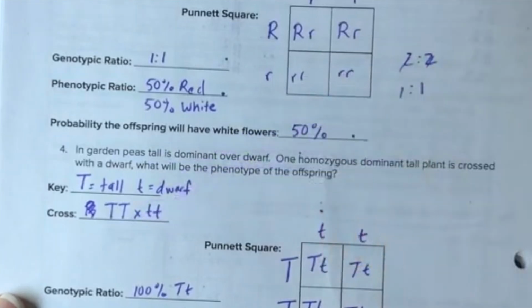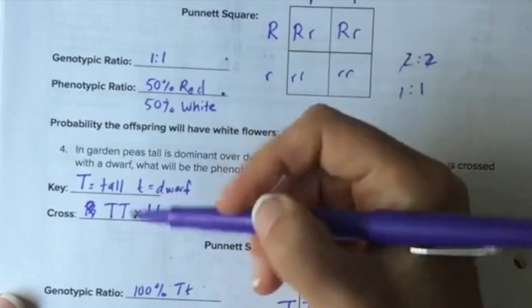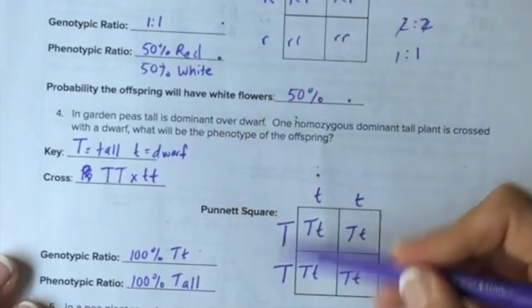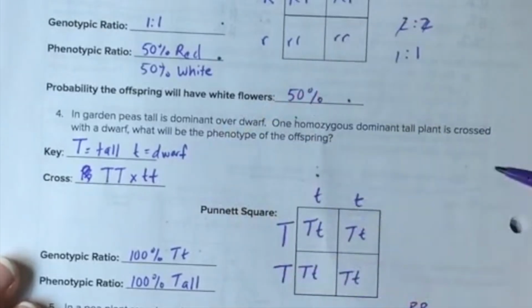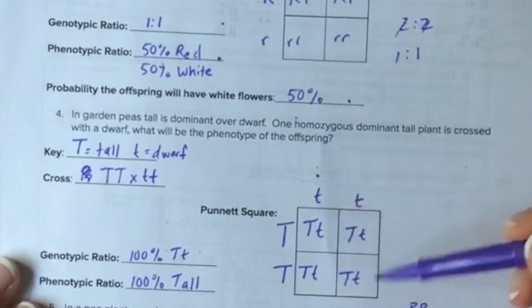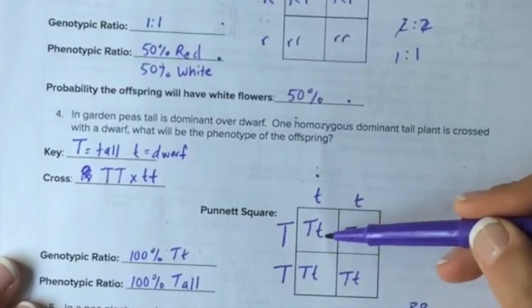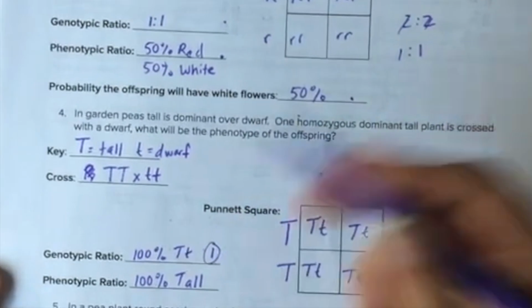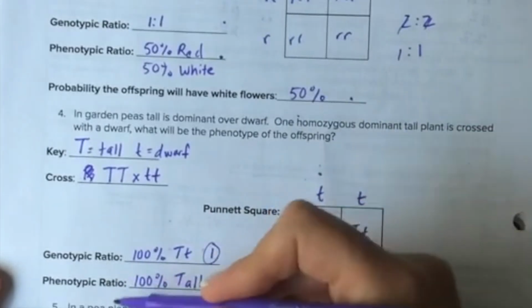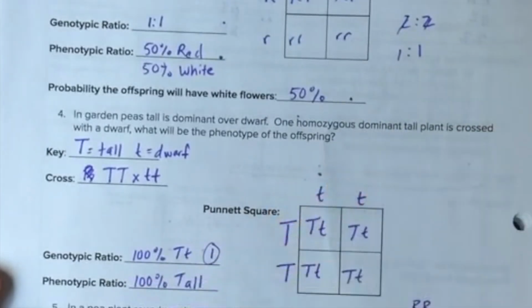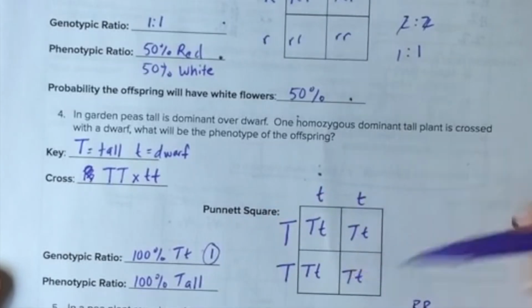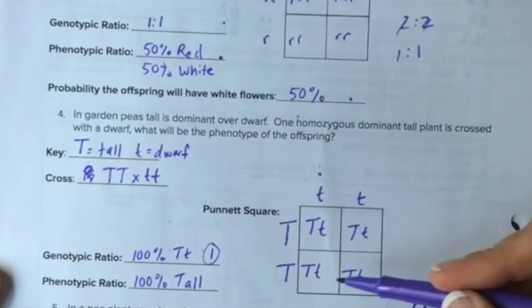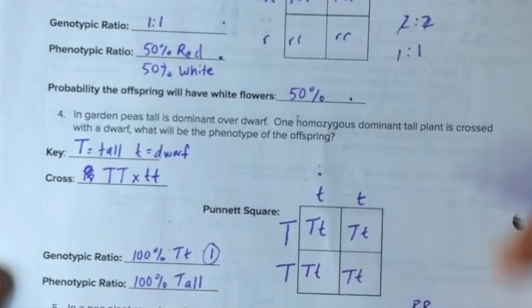Okay, so homozygous dominant, big T, big T, crossed with a dwarf, little t, little t. So we'll put one parent on one side, one parent on the other side, and we're going to get 100% heterozygous, so all big T, little t's. So our genotypic ratio, we can just write 100% big T, little t, or just 1. And then our phenotypic ratio will be 100% tall. So that is the trait for tall because the dominant trait is going to appear in the heterozygous individual.